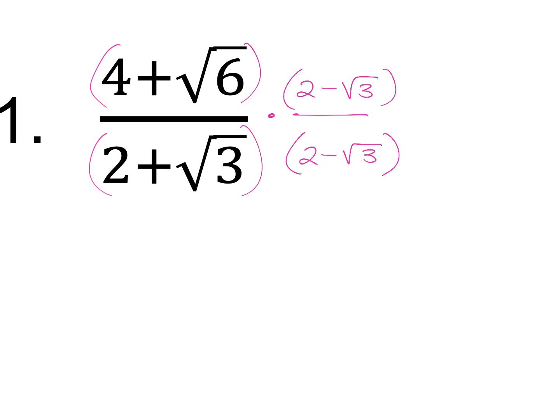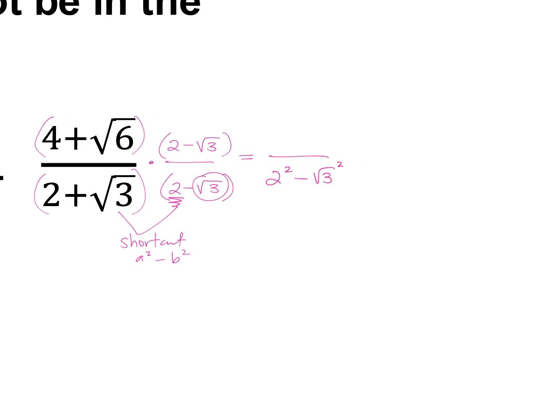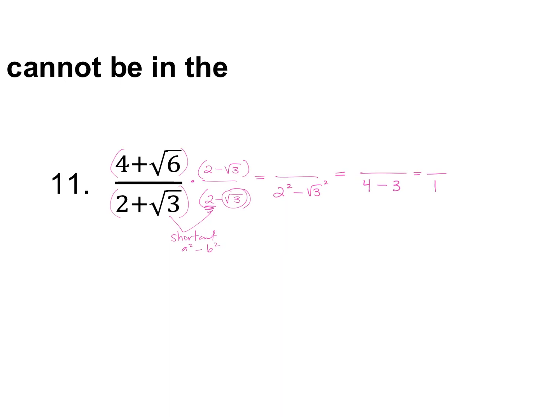On bottom then, this is the shortcut. Remember the shortcut? It is a squared minus b squared. So for the shortcut here, you're going to take your a value and square it minus your b value and square it, right? So basically what we're doing here for our denominator is 4 minus the square root of 3 squared is 3. So you should be getting a denominator of 1, which is nice, which means you don't even need to write it as a fraction in the end because it's over 1.